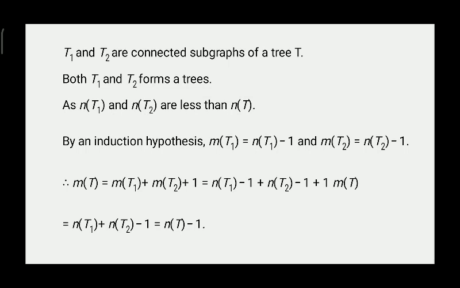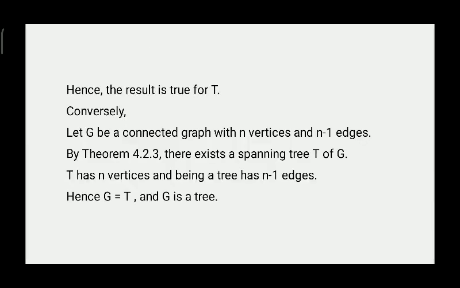Finally, we get n of T1 plus n of T2 minus 1. N of T1 plus n of T2 is n of T minus 1. Hence, we proved m of T is equal to n of T minus 1. That is, in a connected graph or a tree T, the number of edges is always the number of vertices minus 1. Hence, the result is true for T.